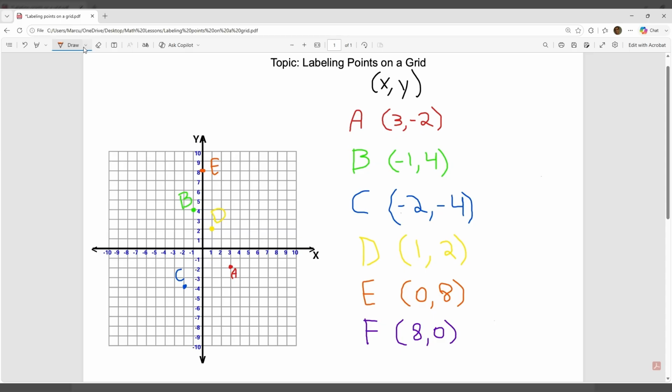And then lastly, we're going to do point F. So we have 8, comma 0. So your X is 8. So we move sideways all the way to 8. And then the Y, we're not going to go up. We are not going down because it's 0, which means we're not moving. So you place a point right there. And that's your point F, 8, comma 0.